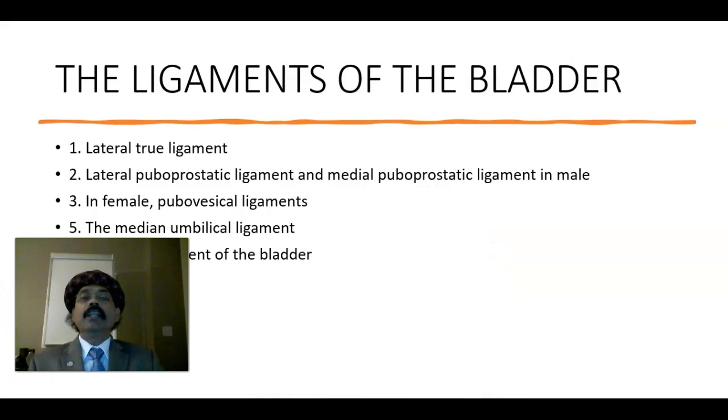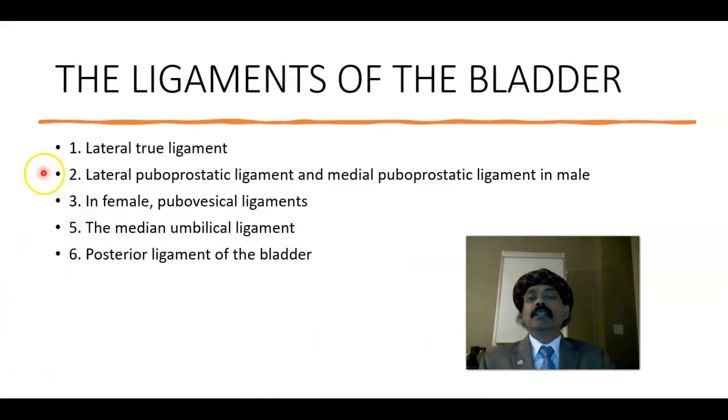For the ligaments of the bladder, we have the lateral true ligament containing fibrous tissue along with a cover of peritoneum. The lateral puboprostatic ligament and medial puboprostatic ligament in male, and the pubovesical ligament in female, are fibrous tissue. Then there are the median umbilical ligament and the posterior ligament of the bladder.